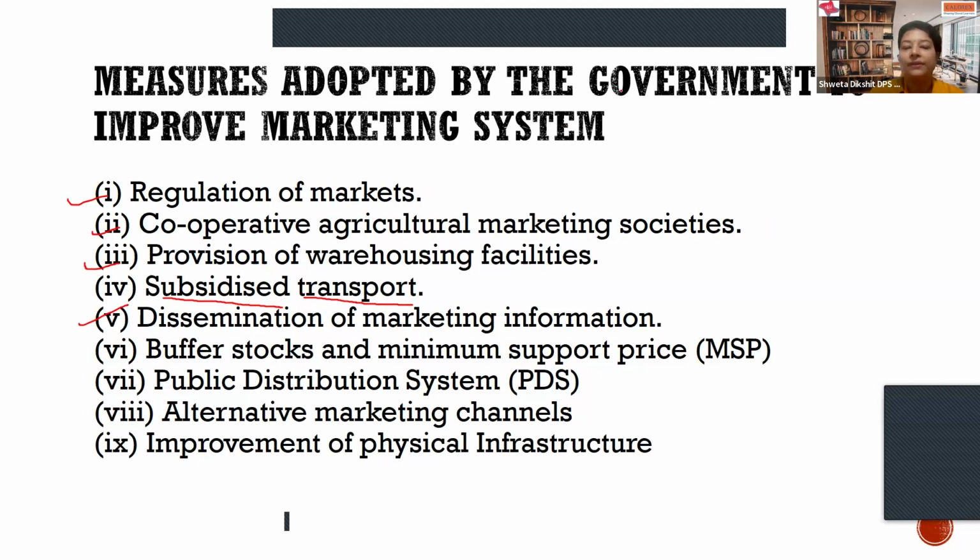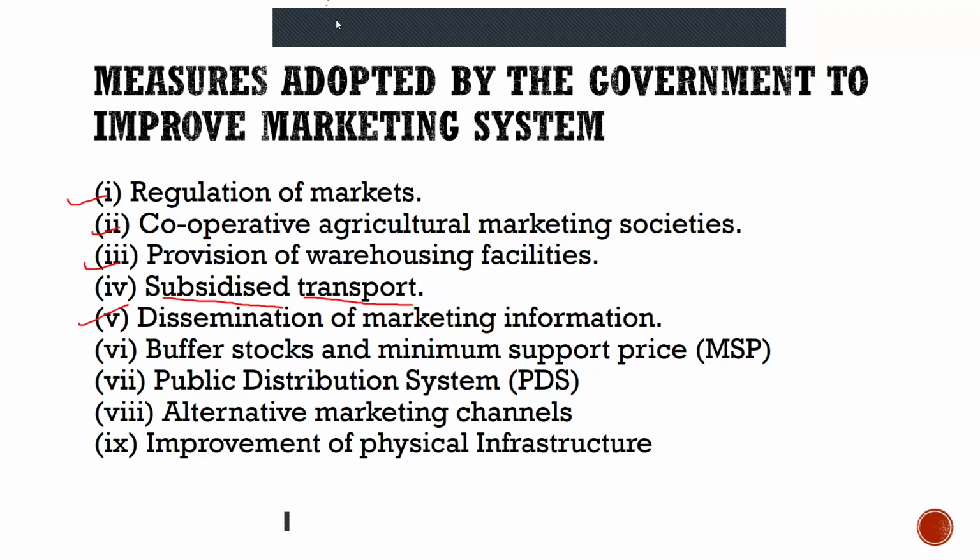Then we have also started alternative marketing channels, like we have started markets in various parts. See, it's not always the government which can provide solutions to the problem. Sometimes the problems can be resolved by common people. So there have been multiple resources. We have also developed various kinds of markets at the private level.